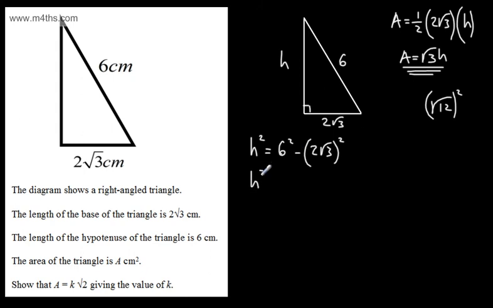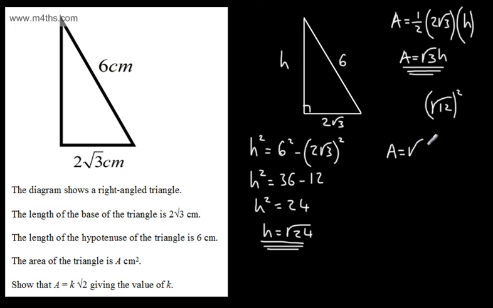So what we're going to have is h squared is equal to 36 minus the 12. So h squared is going to give us 24. We'll take the positive square root, so h will be root 24. At this stage I could go ahead and simplify this root 24. What I'm going to do is just bring back a. The area is root 3 multiplied now by h, which is going to give me the root 24 that I've just found. So with this I've got a few different choices.